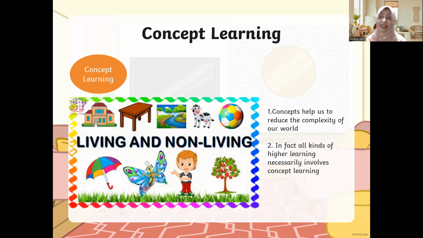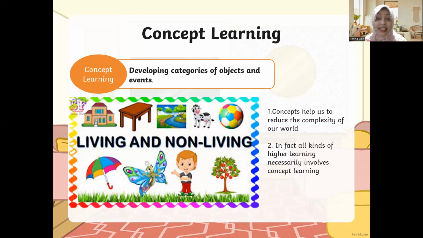But what is concept learning? What we did right now is concept learning. Concept learning means developing categories of objects and events. When we sort the objects and the events into different categories, when we place the objects and events in different categories, when we make a table and separate the objects into tables, that is called concept learning.